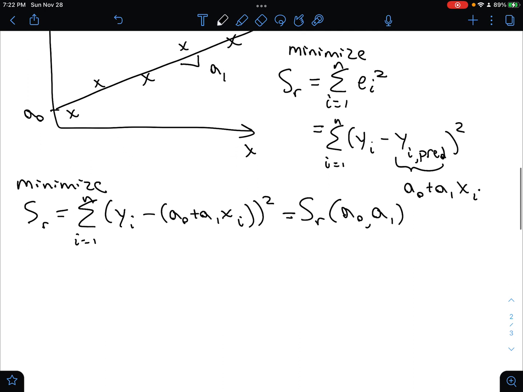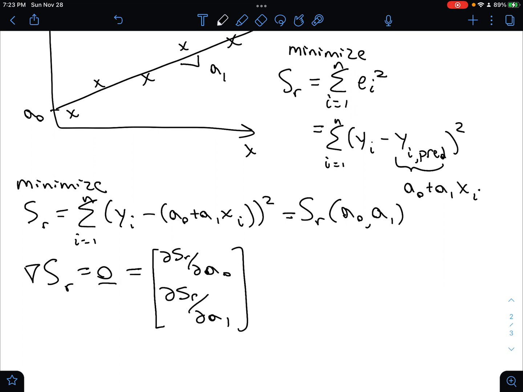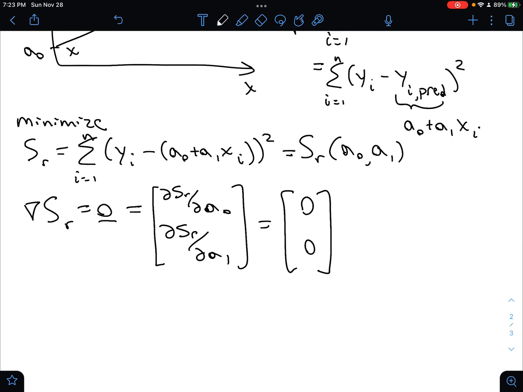And if we want to minimize, this is actually a two-dimensional optimization problem. What we are actually trying to do is calculate the gradient of S_r and set it equal to 0. In other words, we are trying to calculate a vector, which is the partial of S_r with respect to a0, and the partial of S_r with respect to a1. And we want this to equal the 0 vector. So let's do the derivative. So this is del S_r, the partial with respect to a0 is going to look like minus 2 times the sum of y_i minus a0 minus a1 x_i.